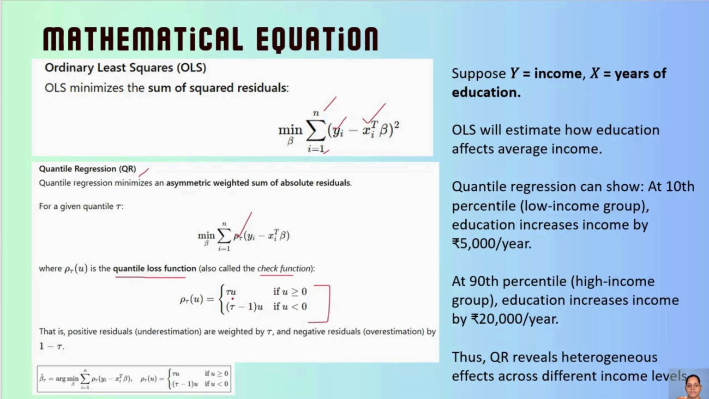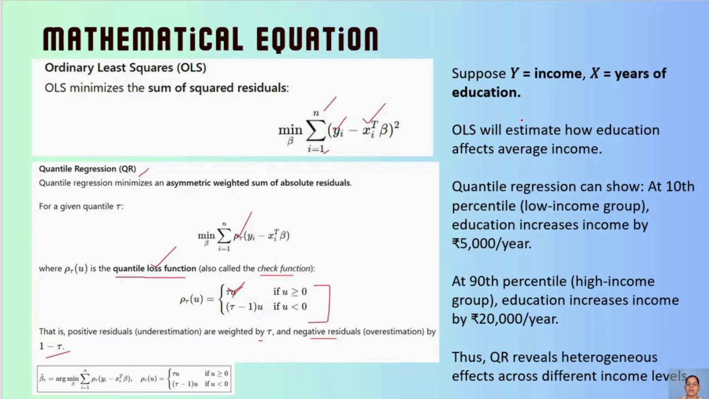When we are talking about a positive residual, it is treated with eta, and when we are talking about negative residuals, it is treated with 1 minus eta. So this is your eta symbol, and that is the main condition. Here we have to understand how the quantile loss function works. This is the main driving factor.